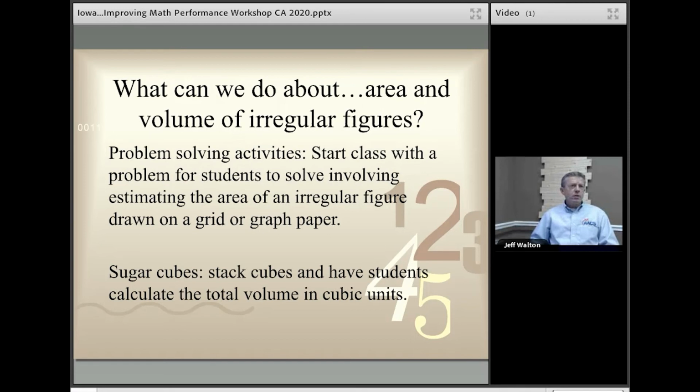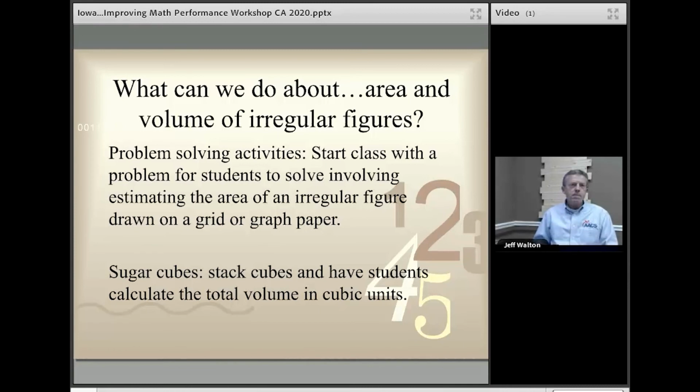What can we do about area and volume of irregular figures? I suggest problem-solving activities. I have always advocated starting every math class except a test day with a short problem-solving activity of some kind. Maybe not problem-solving, maybe flashcards to help them review a specific set of algorithms or a way of solving a problem or math facts or something like that. But I'm very much a fan of starting class with some problem-solving activities.